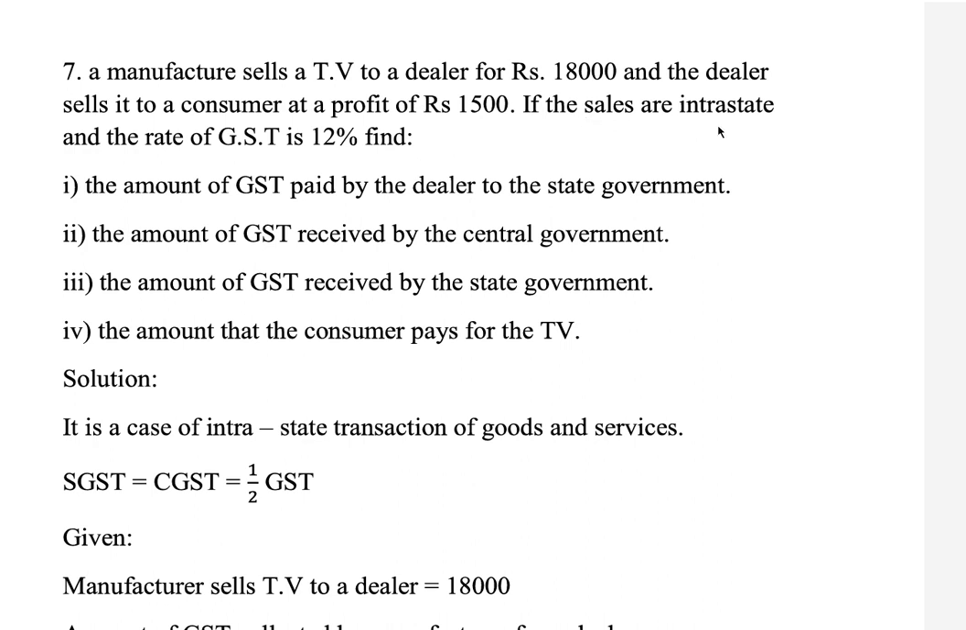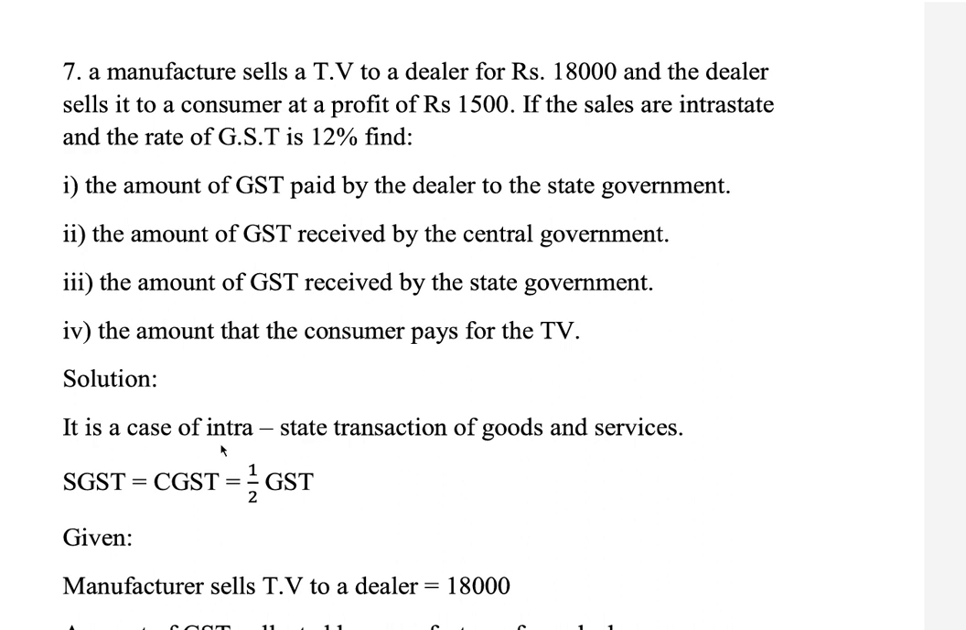If the sales are interstate and the rate of GST is 12%, then find: now come to the question part. The amount of GST paid by the dealer to the state government. So the dealer is the middleman. From the middleman's perspective, the amount of GST paid by the dealer to the state government, the amount of GST received by the central government, the amount of GST received by the state government, and the amount that the consumer pays for the TV. So four questions are there.